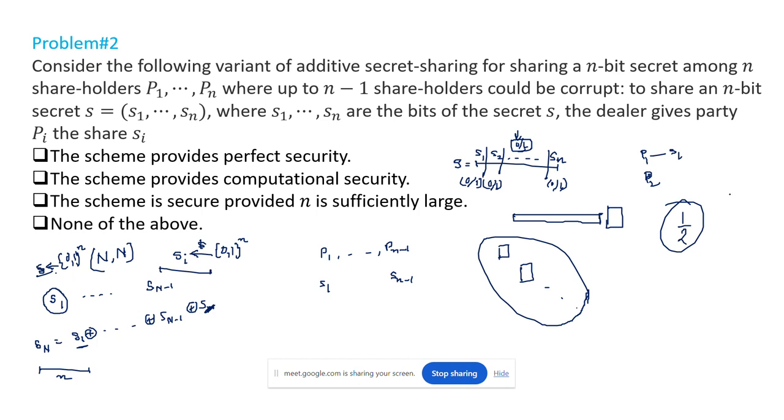So basically there is no security. With significant probability you can guess the secret. Of course it does not provide perfect security, and it does not provide computational secrecy even if n is large, because Pi gets Si, so the sequence is known. That is why even if n is large, it does not help, because you exactly know which position to guess and you can guess correctly with probability half. So none of the above is the correct option, right? Make sense?